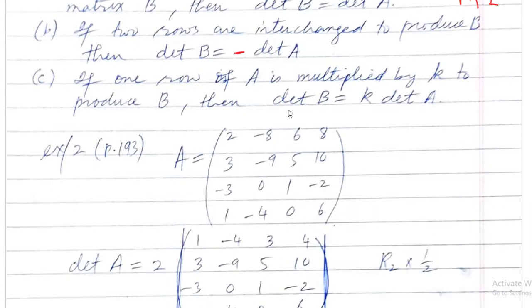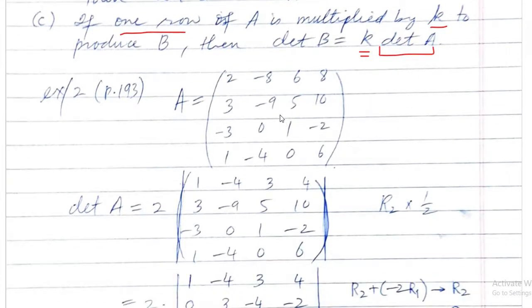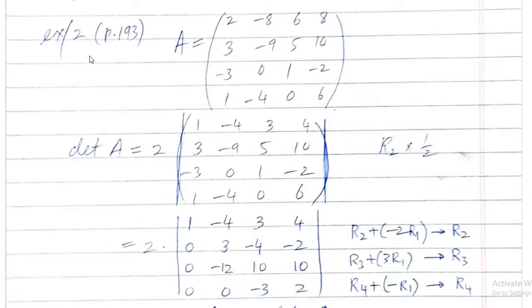Similarly, if one row of A is multiplied by k, then the whole determinant gets multiplied by k. So when you multiply something by k, divide by it outside as well to balance it. This is what you have to remember. So let's do a question.